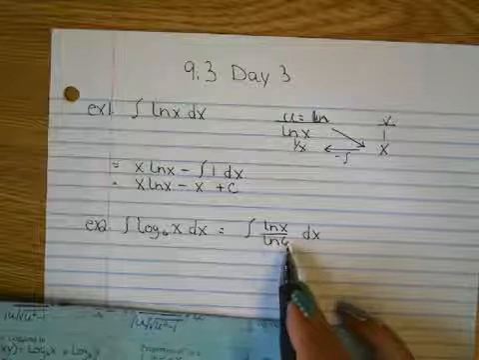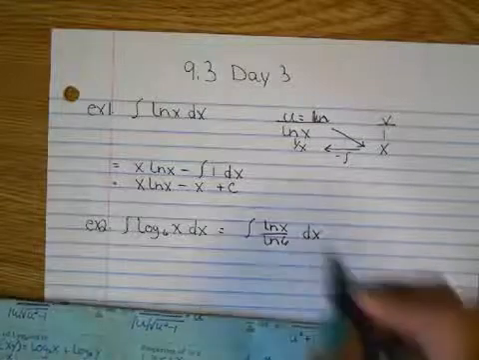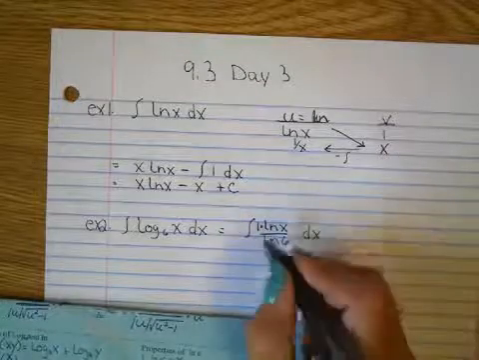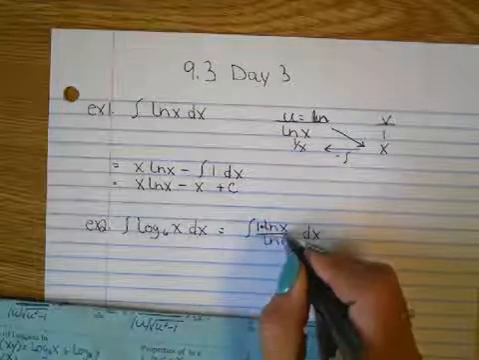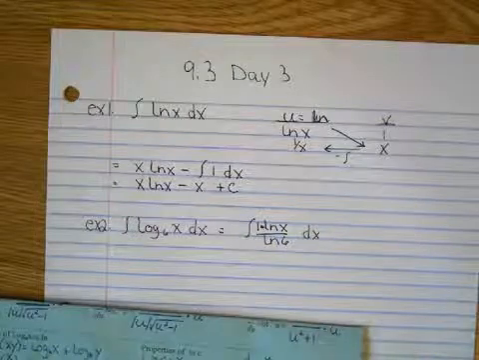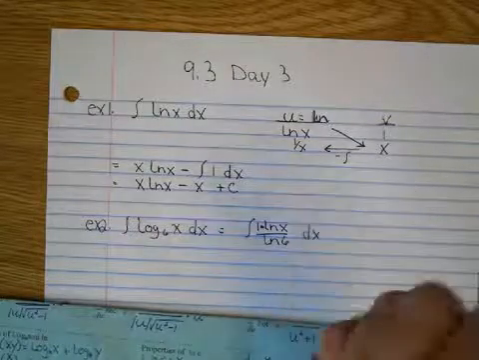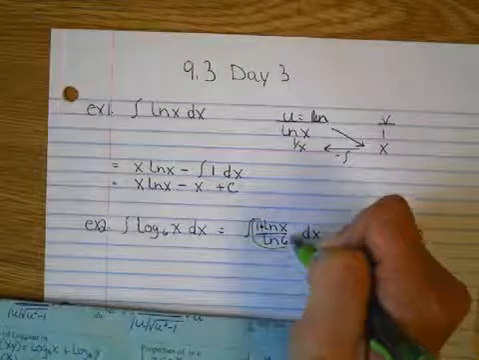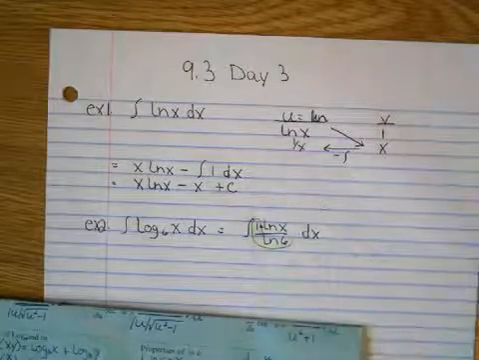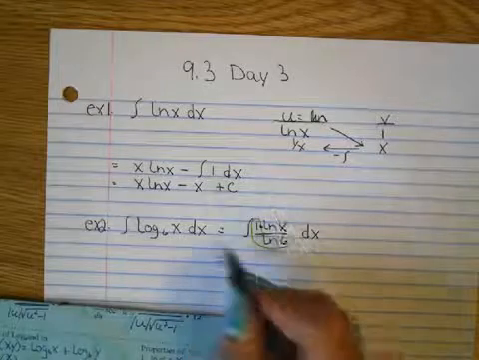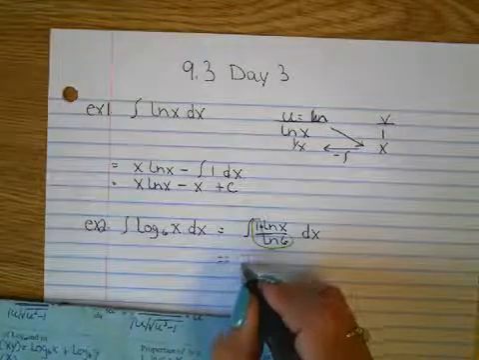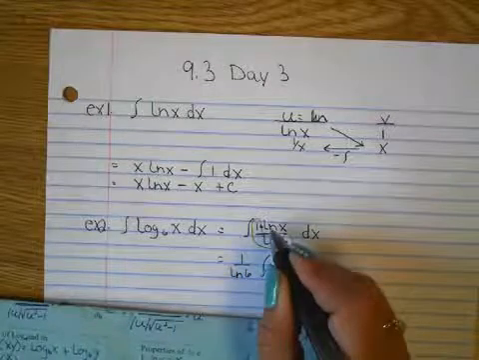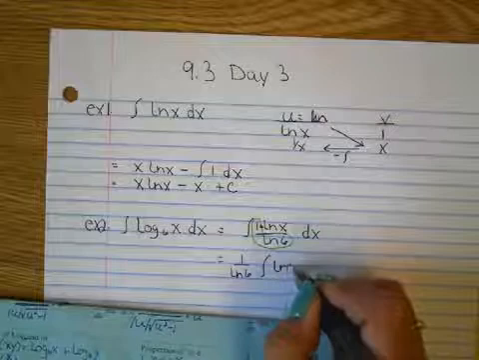And remember, the ln of 6 is just a number. So I want you to see it as 1 over ln of 6 times ln of x. I did a 1 times there. 1 over ln of 6 is a multiplier. So I'm just going to pull that right out in front so it doesn't bother you anymore. And then I have the integral of ln of x left.